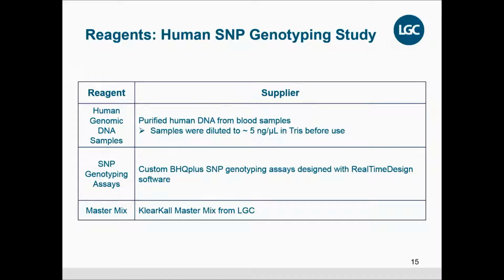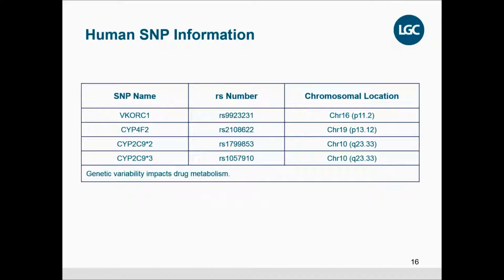So for our human SNP genotyping study, we used purified genomic DNA from blood samples, diluted these to 5 nanograms per microliter, and designed assays using that real-time design software. So these are BHQ Plus SNP assays. And for this study, we used a clear-call master mix from LGC.